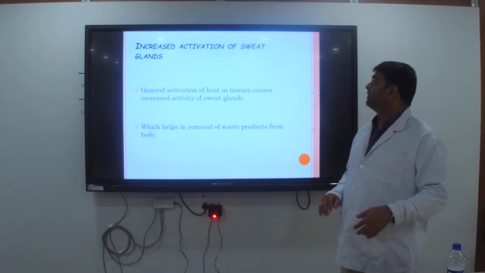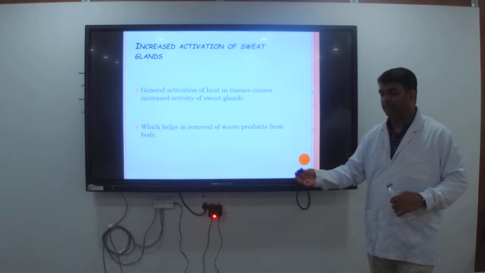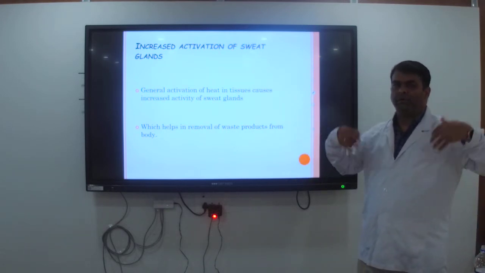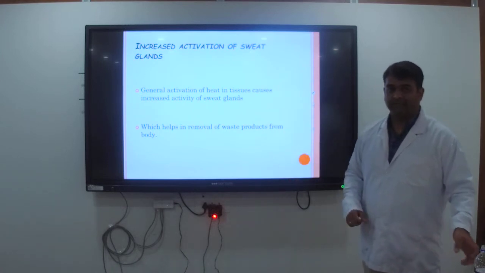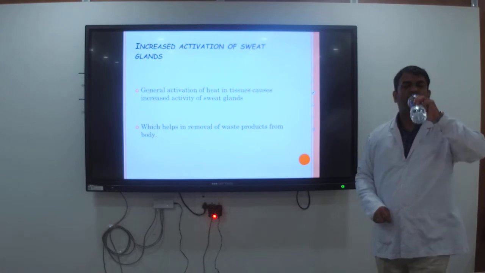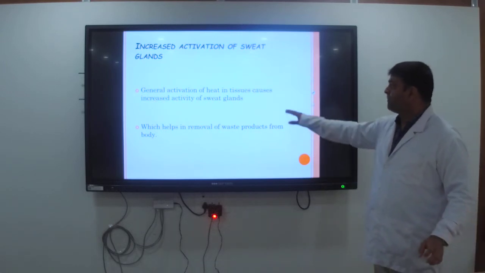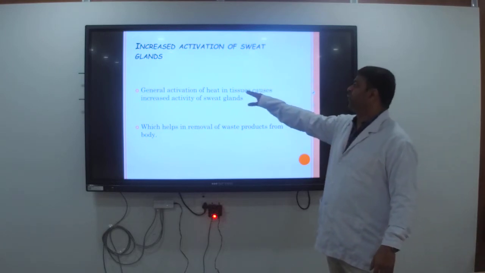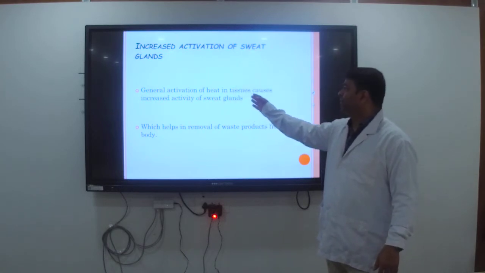Increased activation of the sweat glands. As I mentioned for the steam bath, where you get sweat all over your body, the same thing happens with this SWD. General activation of heat in tissue causes increased activity of sweat glands.